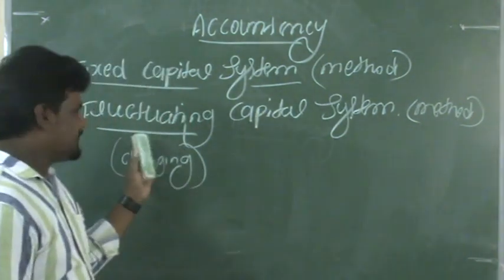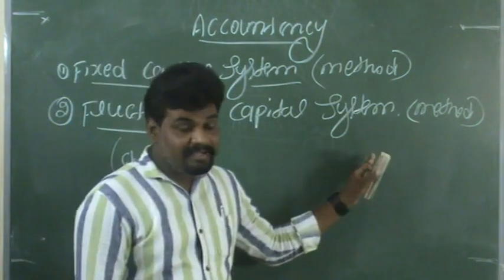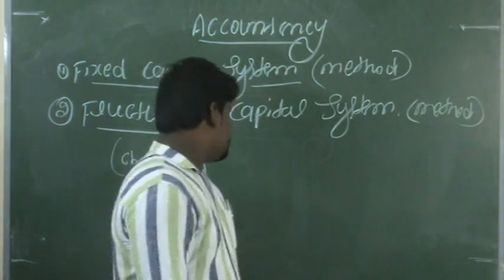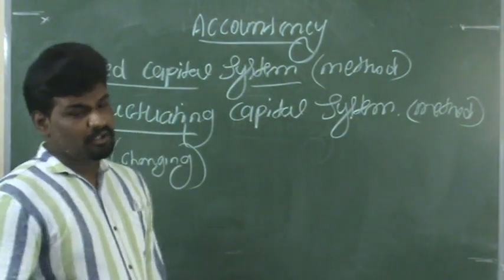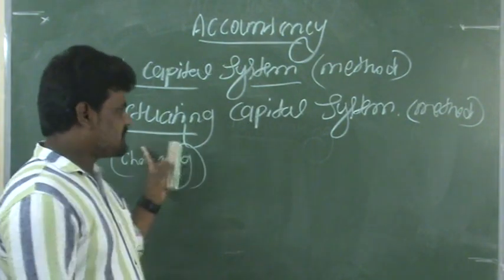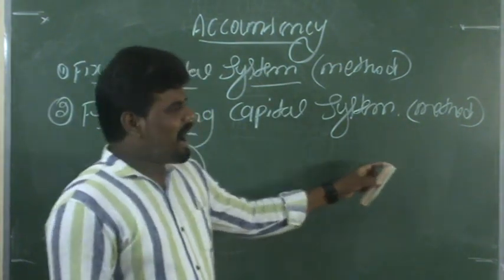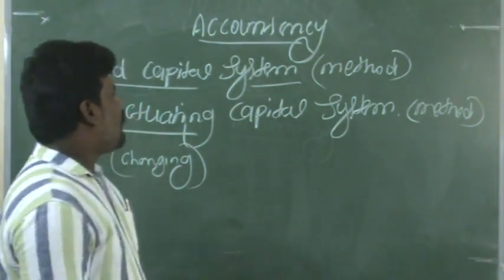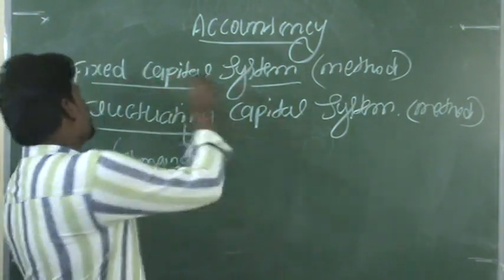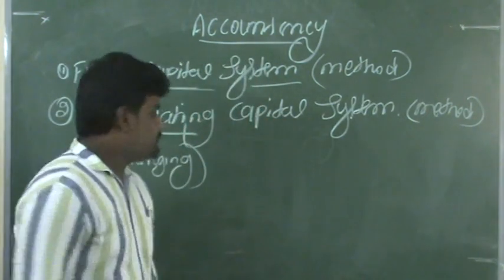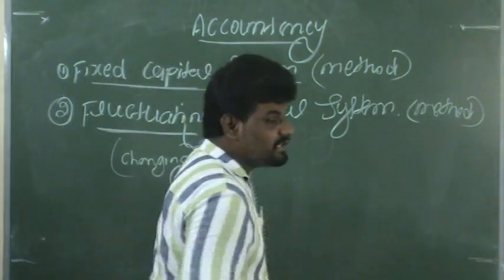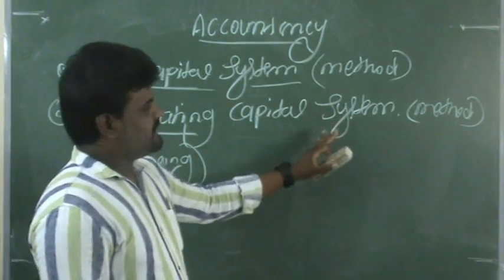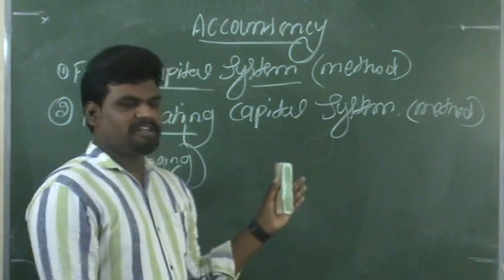Let me explain the meaning once again. Under the fluctuating capital system, the amount of capital will change from one year to another. This is the fluctuating capital system. We have already discussed these things in the previous session, including the various accounts maintained under the fixed capital system, and on the same way the accounts we need to prepare under the fluctuating capital system. These pro forma we already discussed in the previous class.